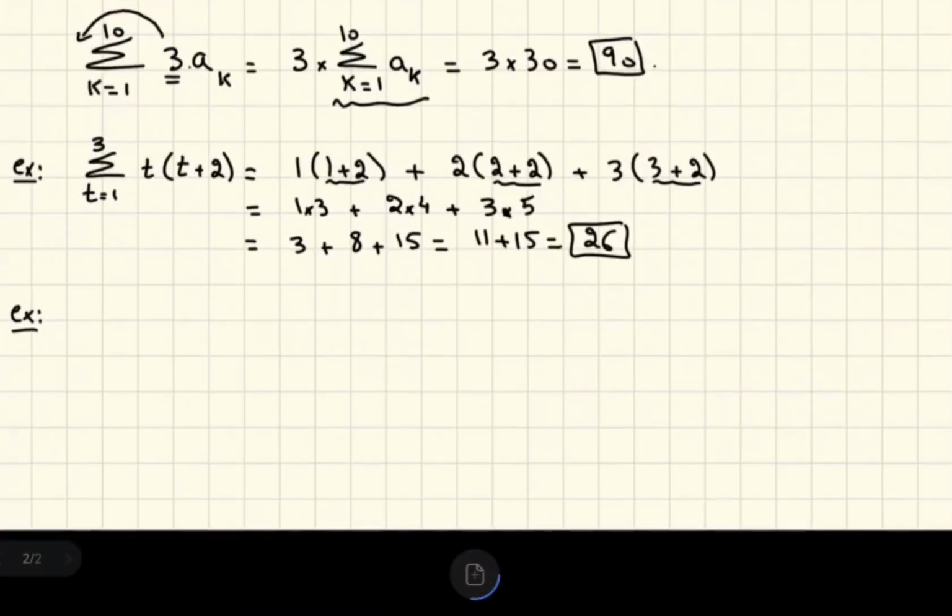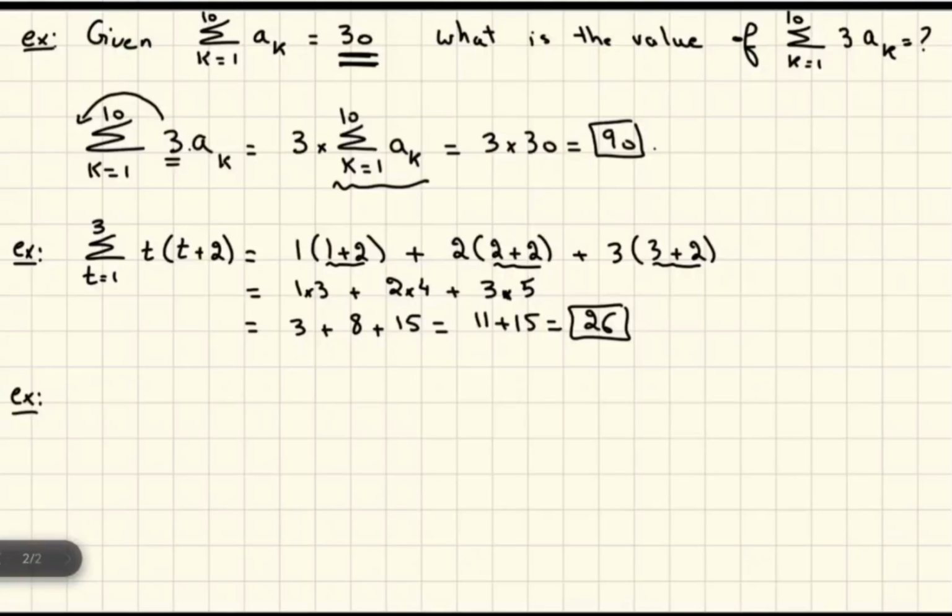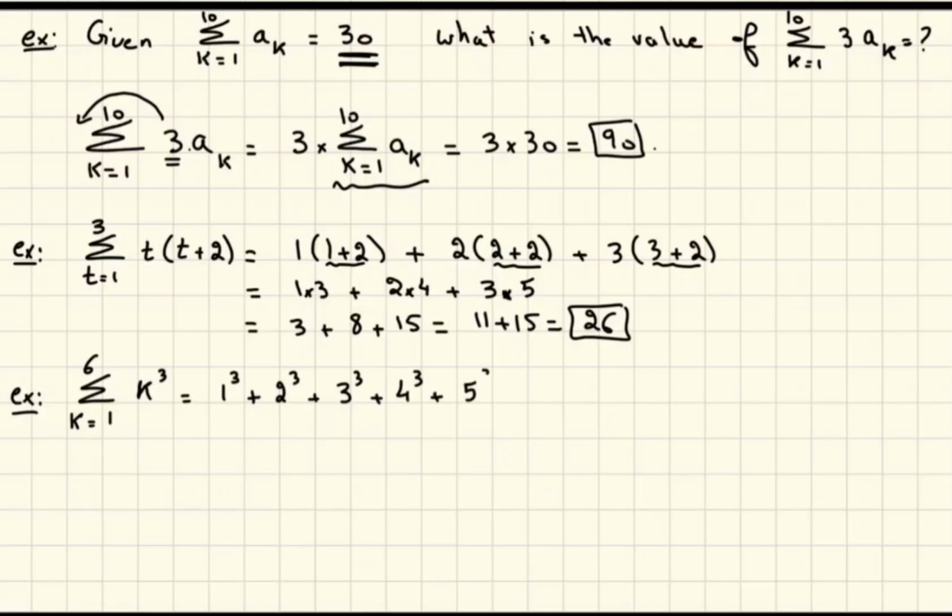One more example. If they're telling us which expression represents the following: sigma k equals 1 to 6 of k exponent 3. So they don't want you to evaluate and get the final answer, they just want the expression. In this case, simply instead of k the first time 1, then 2, then 3, then 4, then 5, till I reach 6. That's it.